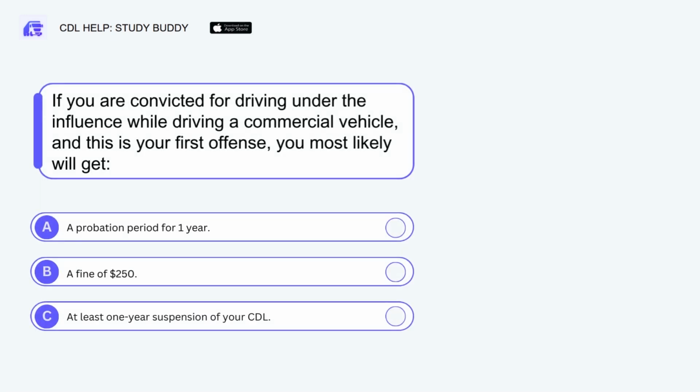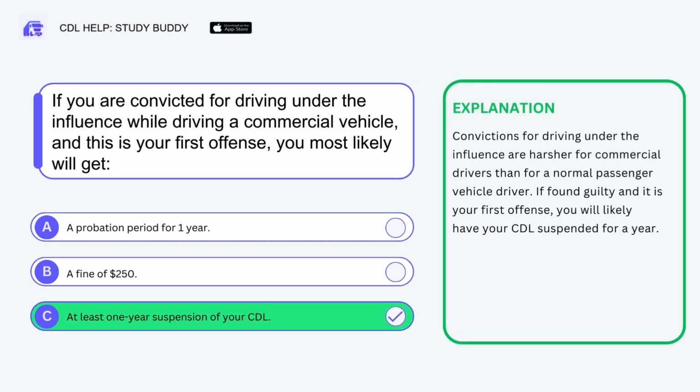If you are convicted for driving under the influence while driving a commercial vehicle, and this is your first offense, you most likely will get: convictions for driving under the influence are harsher for commercial drivers than for a normal passenger vehicle driver. If found guilty and it is your first offense, you will likely have your CDL suspended for a year.